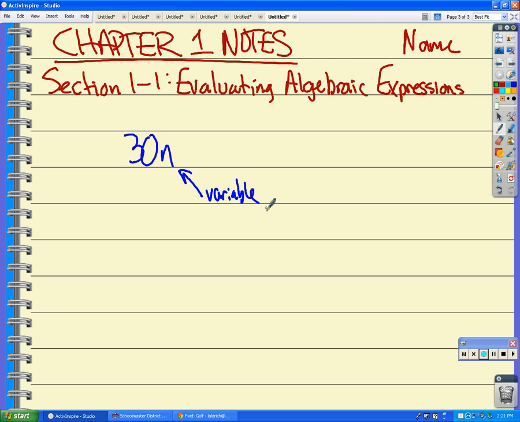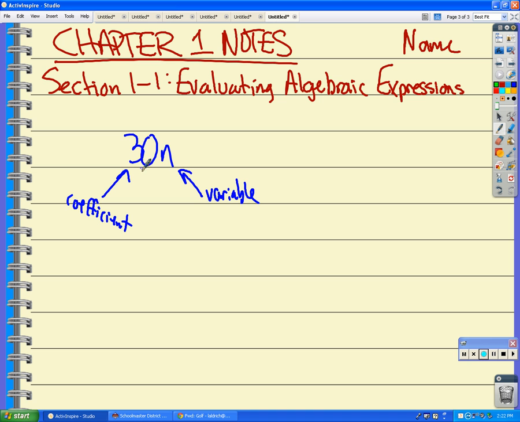Okay? This number right here, since it's paired up with a variable, has a fancy name. That is called a coefficient. That is a big word. So the number in front of a variable is a coefficient, and anytime you have a new variable, if there's a number in front of it, you got yourself a new coefficient. Okay? And so then that makes this whole thing an algebraic expression.